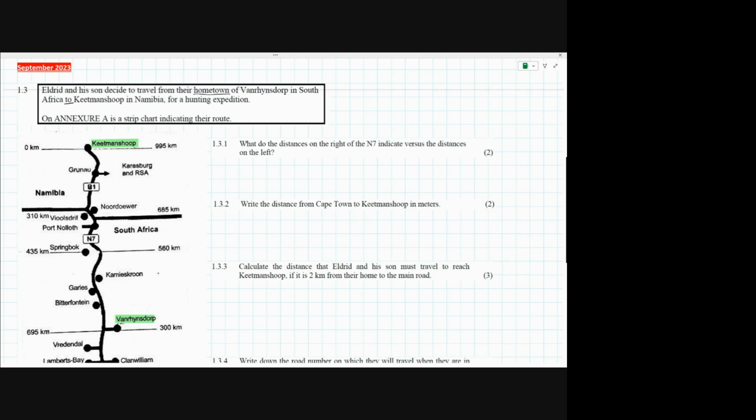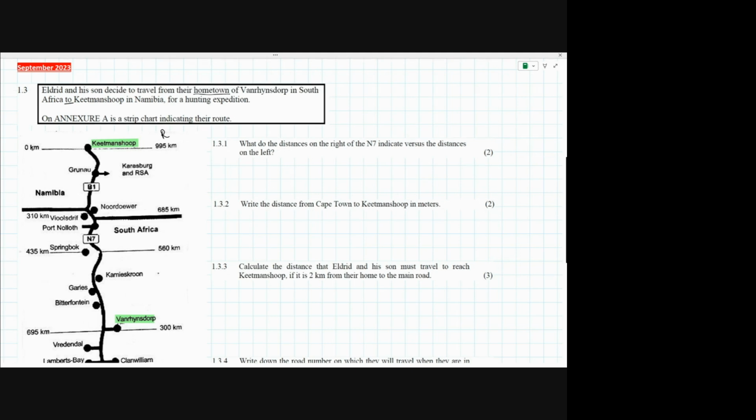All right, so I'm going to ask you guys to answer a few of these questions because hopefully they're relatively straightforward. And the first question asks, what do the distances on the right of the N7 indicate versus the distances on the left? Okay. I feel much better about myself after being able to read that sentence for the third time.